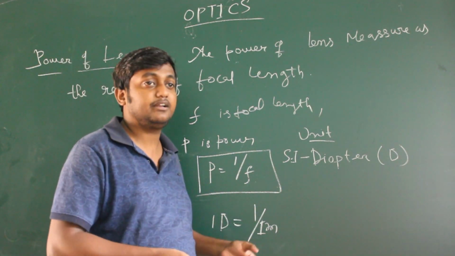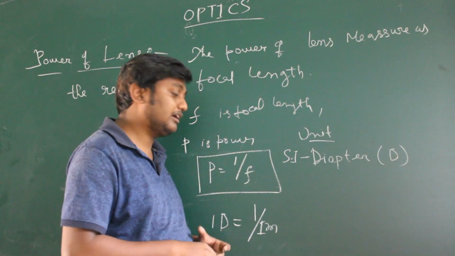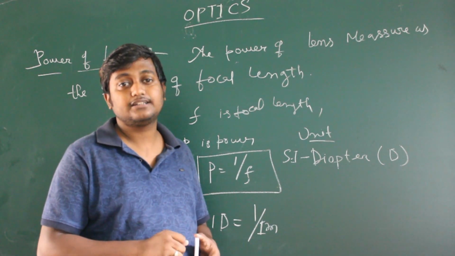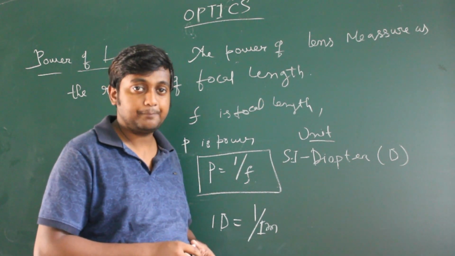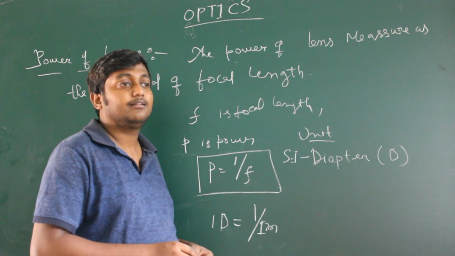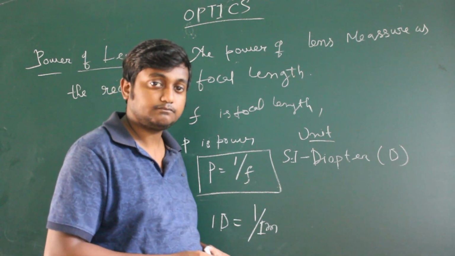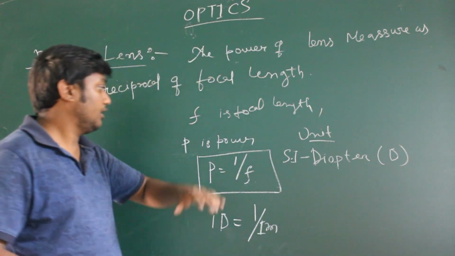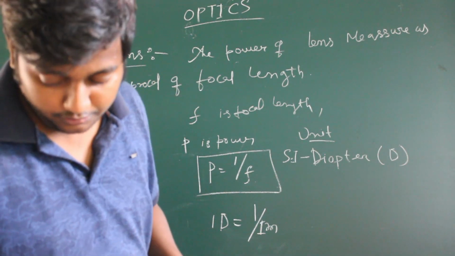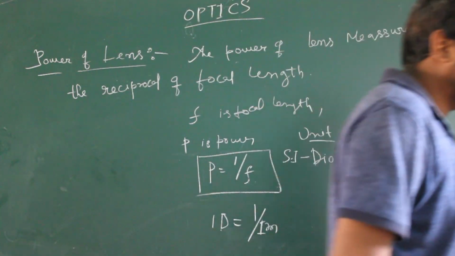If the question asks you to define 1 diopter, then you have to write that 1 diopter is the power of a lens whose focal length is 1 meter. If the focal length of the lens is 1 meter, then the power of that lens is called 1 diopter. So this is about the power of lens.